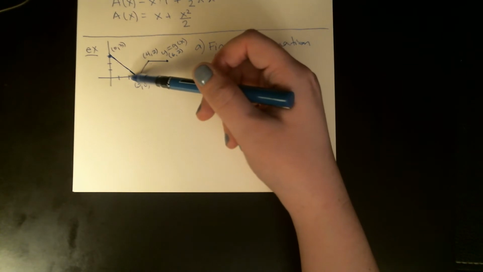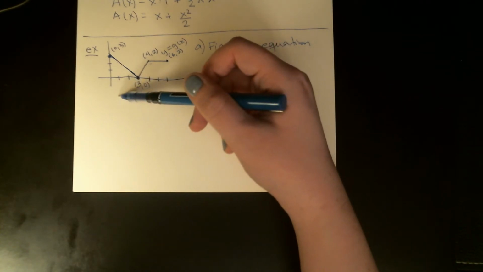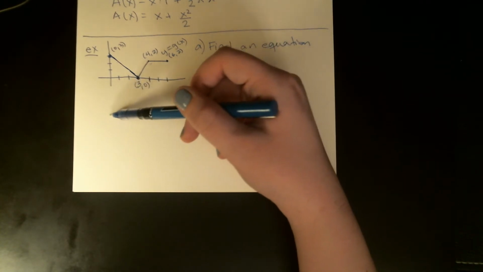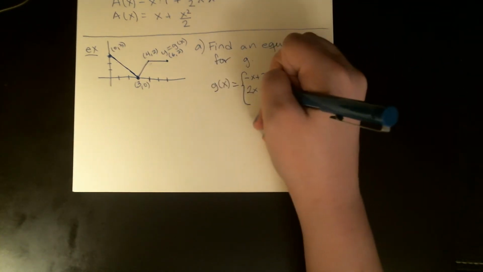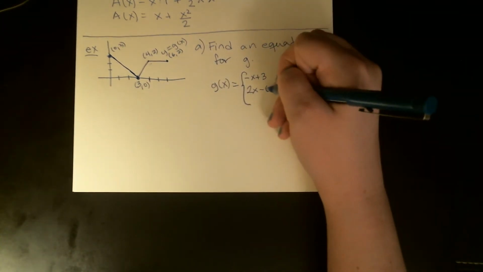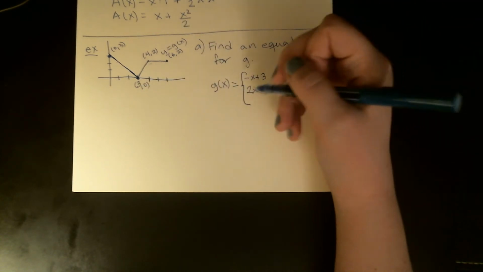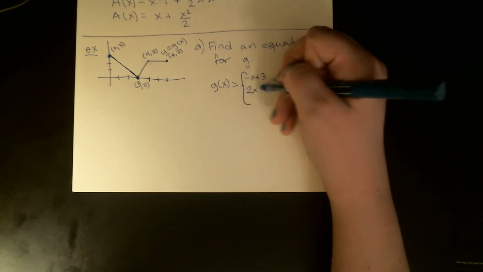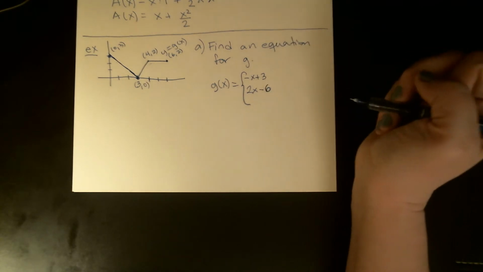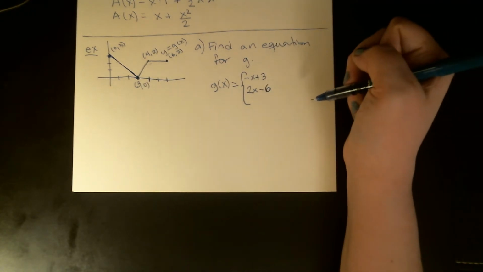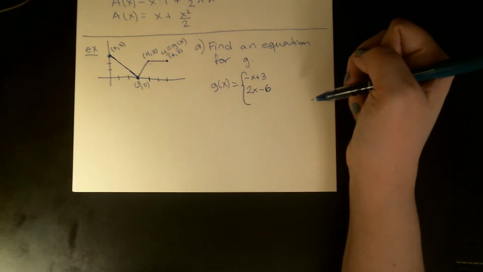Say, okay, I have to go back 1, down 2, back 1, down now a total of 4, back 1, down a total of 6. And you can also just kind of do some trial and error. If you want it to go through 3, 0, then when you plug in 3, you're going to get 6. You'll need to subtract 6 to make that back into 0. So that's the equation for the second line piece.